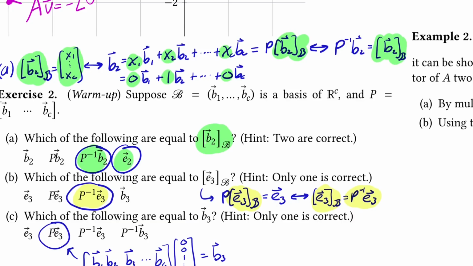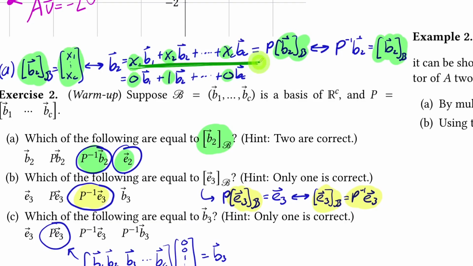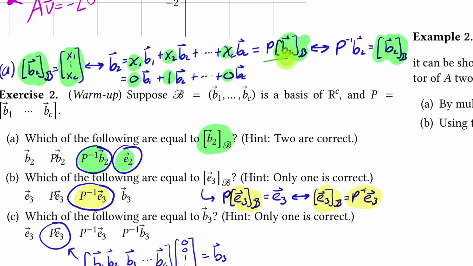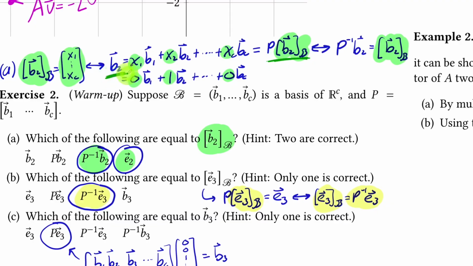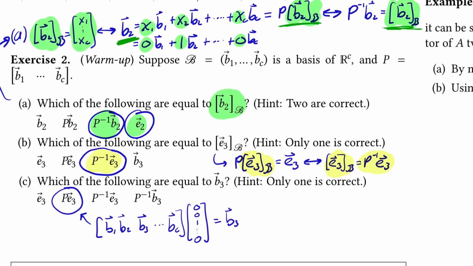And because you can also think of this linear combination here as the matrix P times the vector that has those weights as entries, the coordinate vector, we get b2 is equal to P times this coordinate vector. You could just multiply both sides of this equation by P inverse, and you get P inverse times b2 gives you the B coordinates of b2. And that is why this one also works.